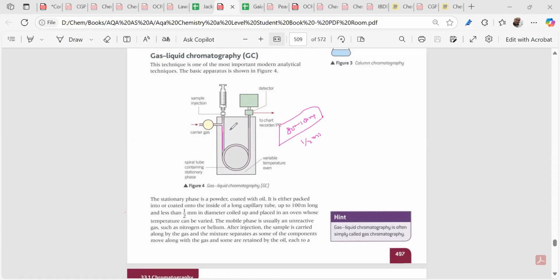We are going to take this and put it into an oven, where the temperature can also be increased. Now we are coating the stationary phase inside this particular tube. Next, the mobile phase is the carrier gas, guys. Open your book. This is not a solvent. See, first time we are moving away from the solvent.